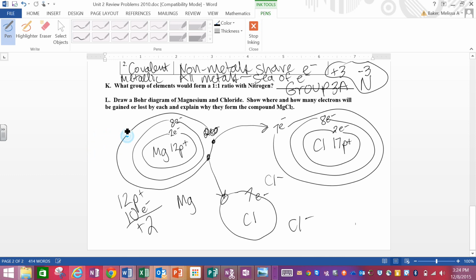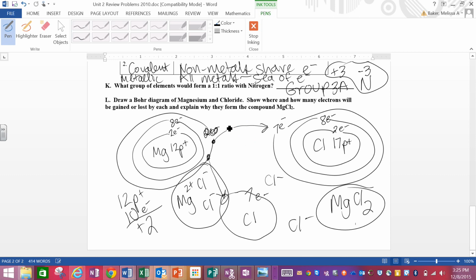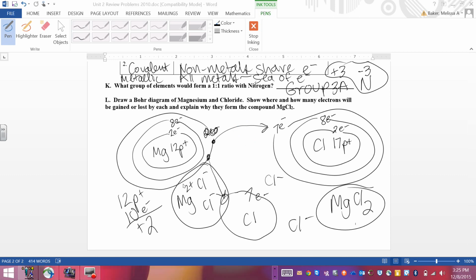So magnesium 2+ with each of the 2 chlorines, notice how the charges are going to cancel out and become 0. So the final compound is indeed MgCl2. Hopefully that helped you, and good luck studying.